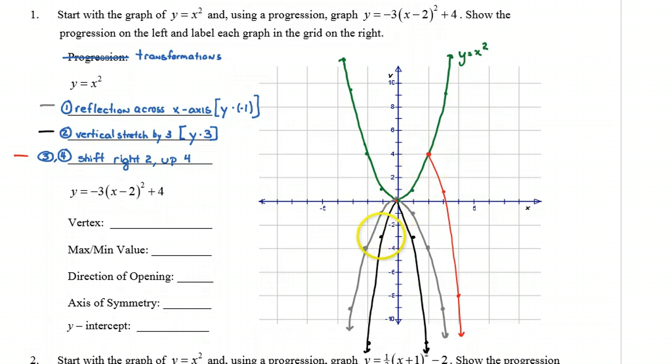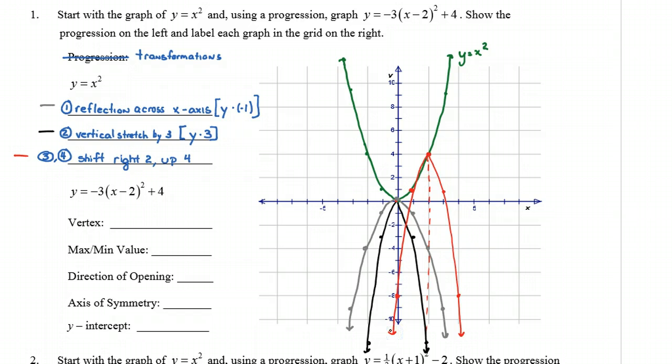Now, I could of course transform this point here and this point here, but if I just dotted my axis of symmetry here, I can very quickly 1, 2, 1, 2. And there's my resulting graph.